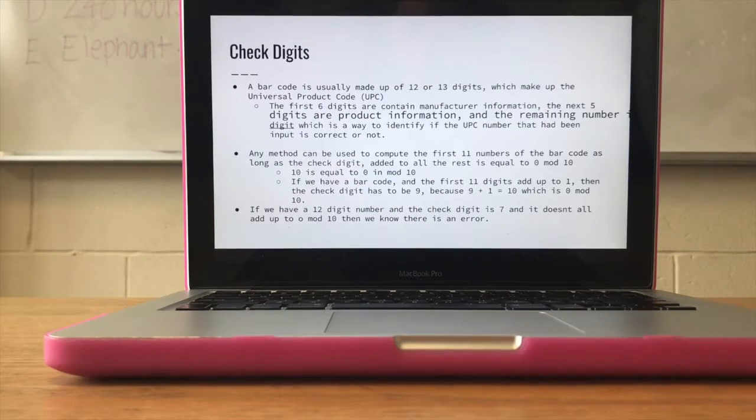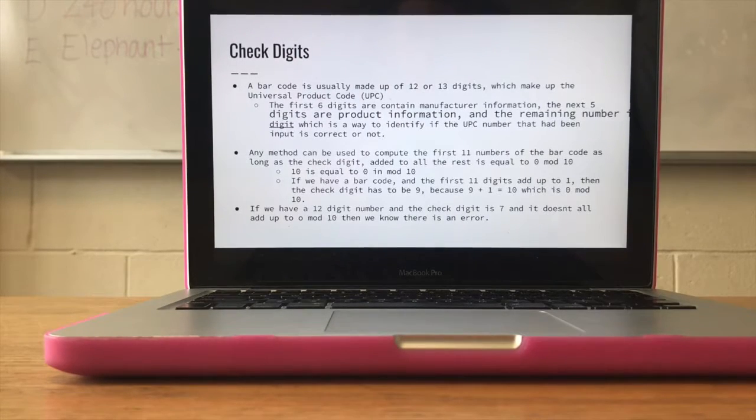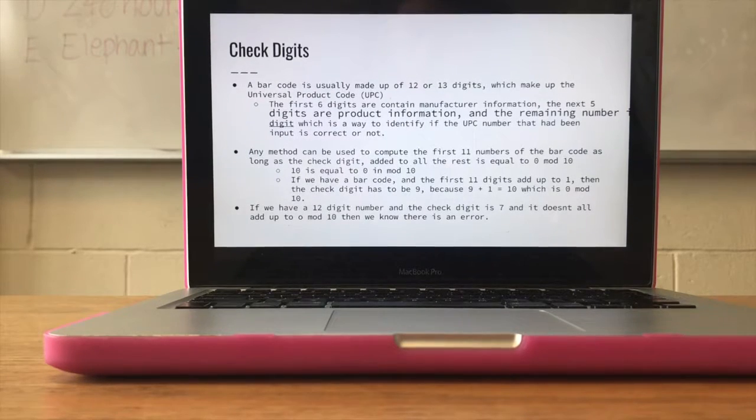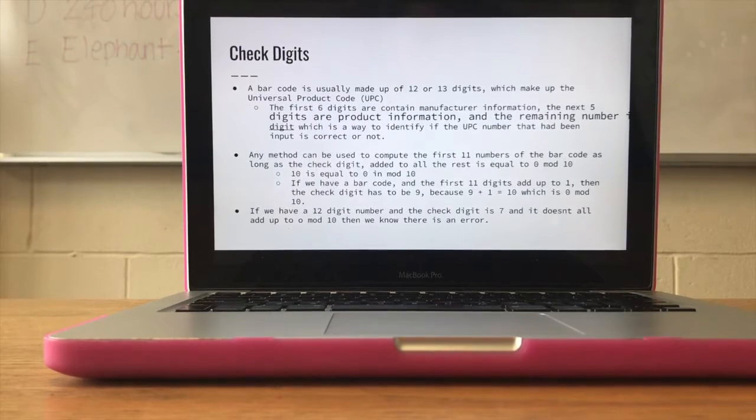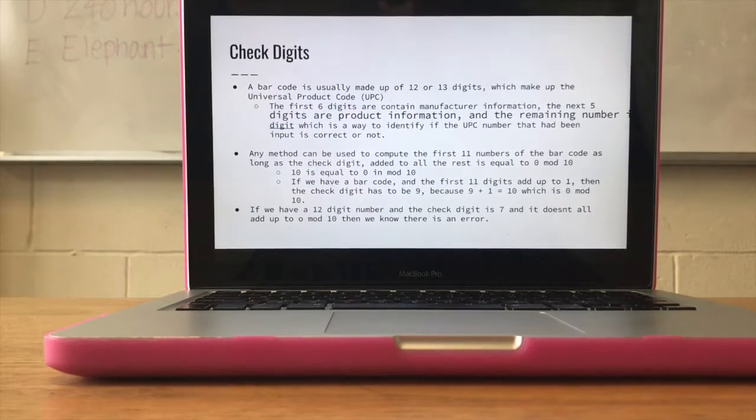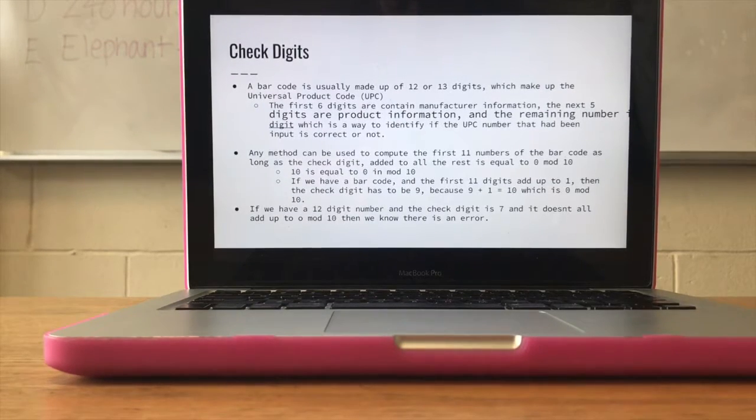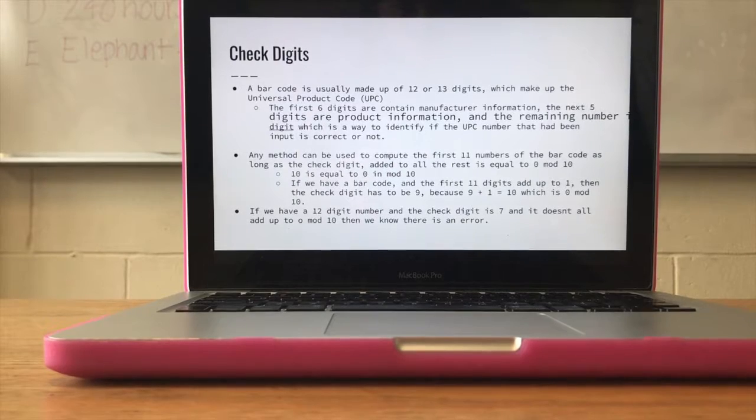Any method can be used to compute the first 11 numbers of a barcode as long as the check digit at the very end added to all the rest is equal to 0 mod 10. 10 is equal to 0 in mod 10. If we have a barcode and all the first 11 digits add up to 1, then the check digit has to be 9 because 9 plus 1 equals 10, which is 0 mod 10. If we have a 12-digit number and the check digit is 7 and it doesn't all add up to 0 mod 10, then we know that there has been an error.